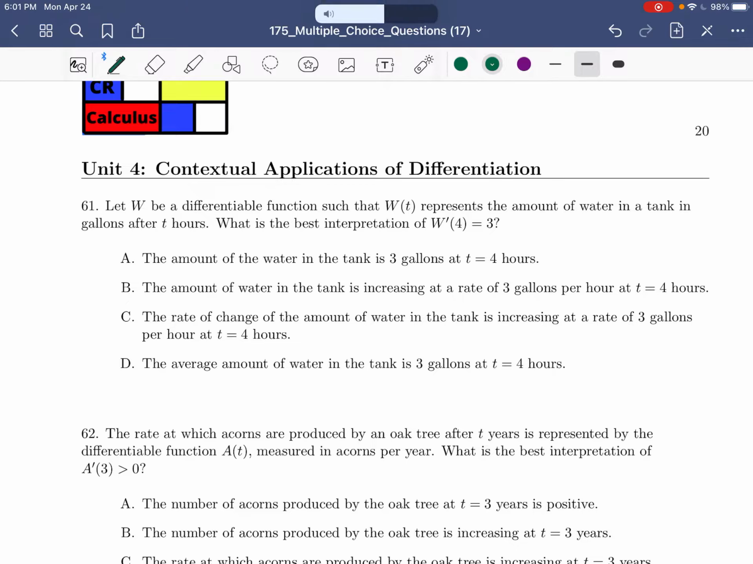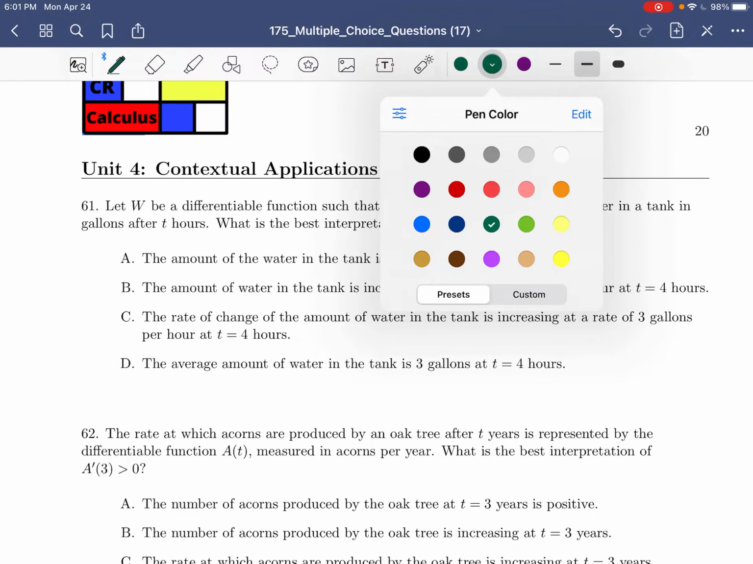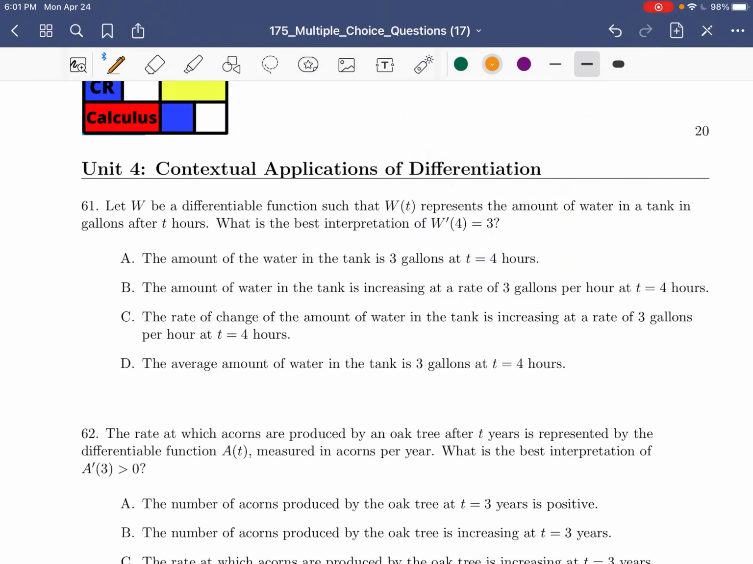Okay, now we're on unit 4, so we're going to be on number 61. It says, let W be the differentiable function such that W of t equals the amount of water in gallons after t hours, and we need the best interpretation of W prime of 4 equals 3. So for this, I like to look at the units and make a note of that.